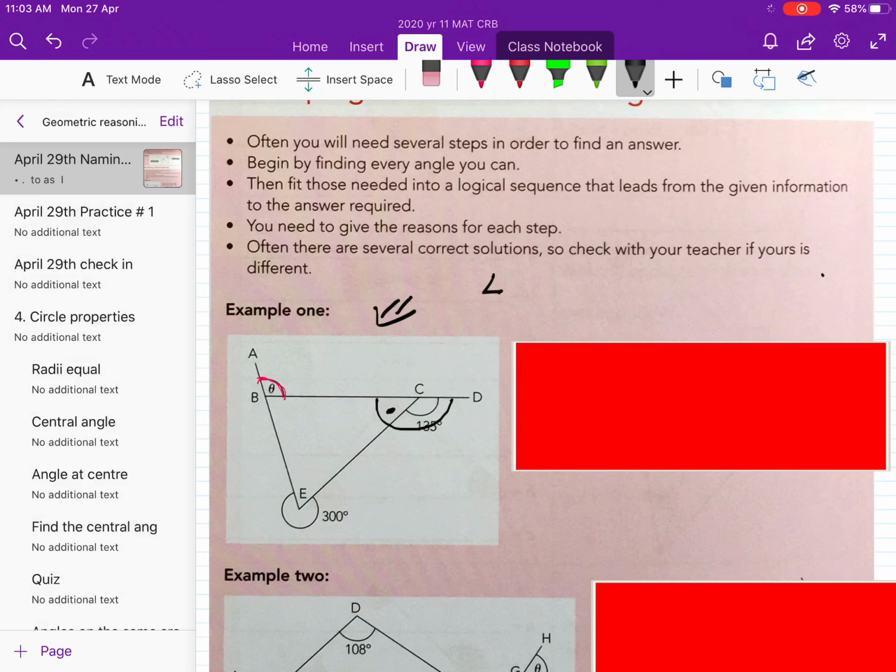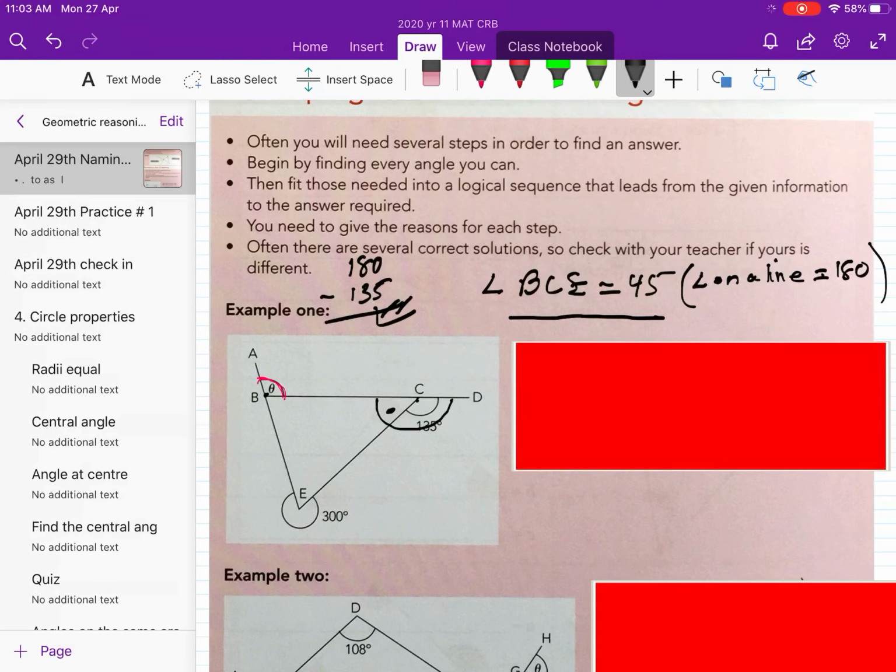Now, how do you write it? Well, I've got to name this angle. So BCE, and then I do my 180 minus 135, which is 45. So it's 45 degrees. Now I've got to give the reason. Well, the reason is that angles on a line add to 180. So I've got to state what it is, and I've got to give a reason. Okay, that's good. Now, that's not enough information, right?